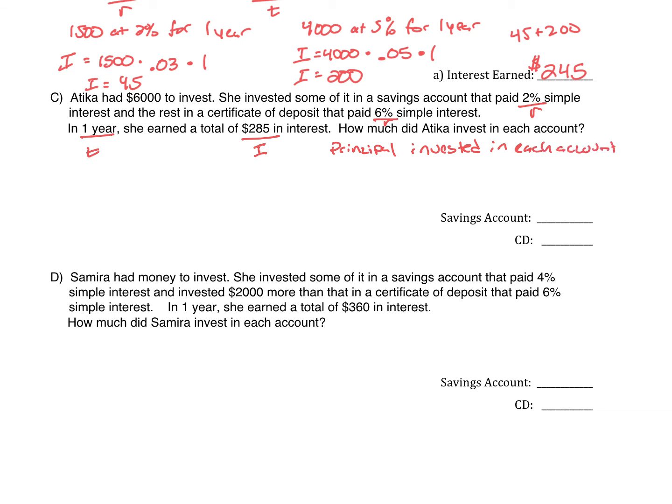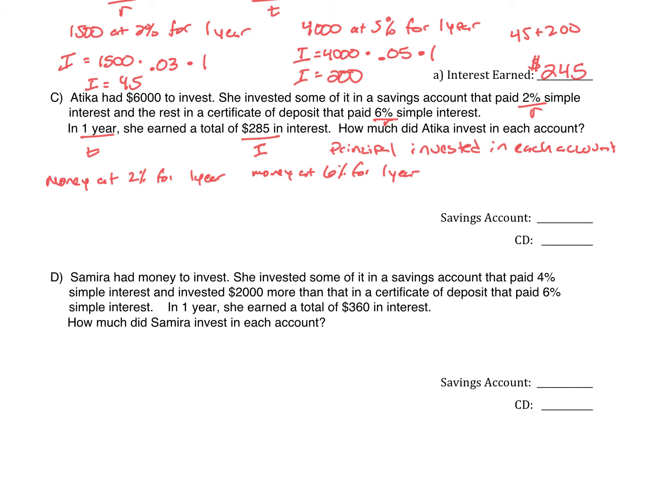All right, so our two scenarios is money at 2% for 1 year and money at 6% for 1 year. All right, now I could use different variables for money here and money here because they're different amounts. However, if I use different variables, then I have more than one variable and I can't solve the problem.